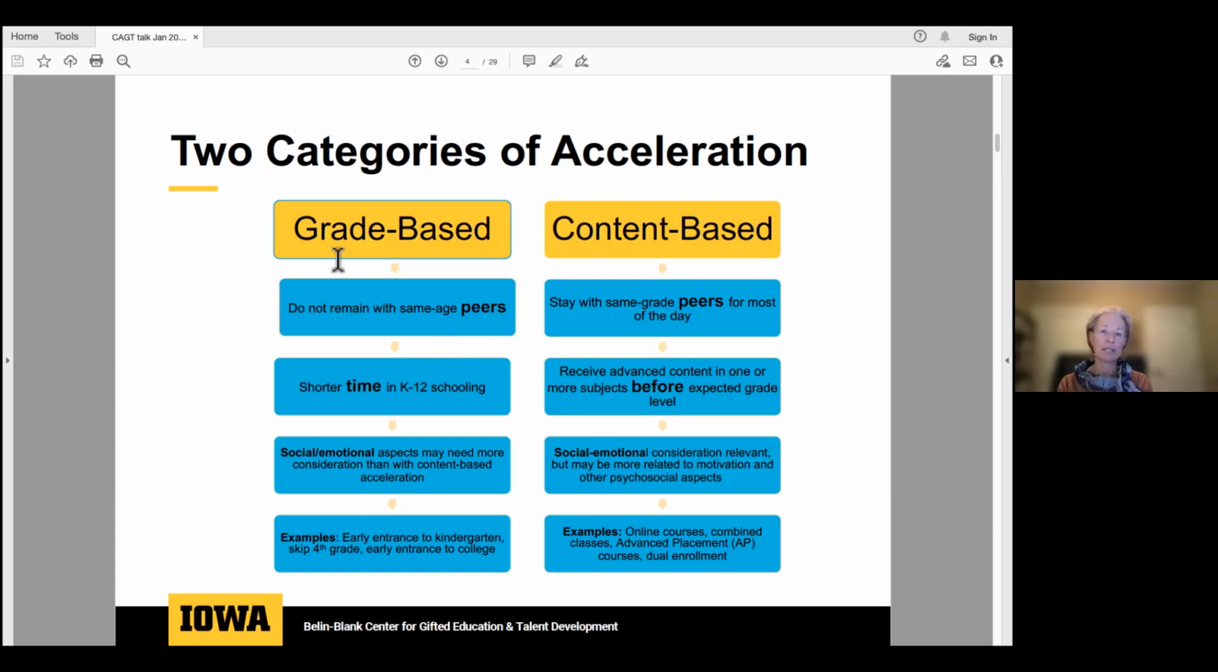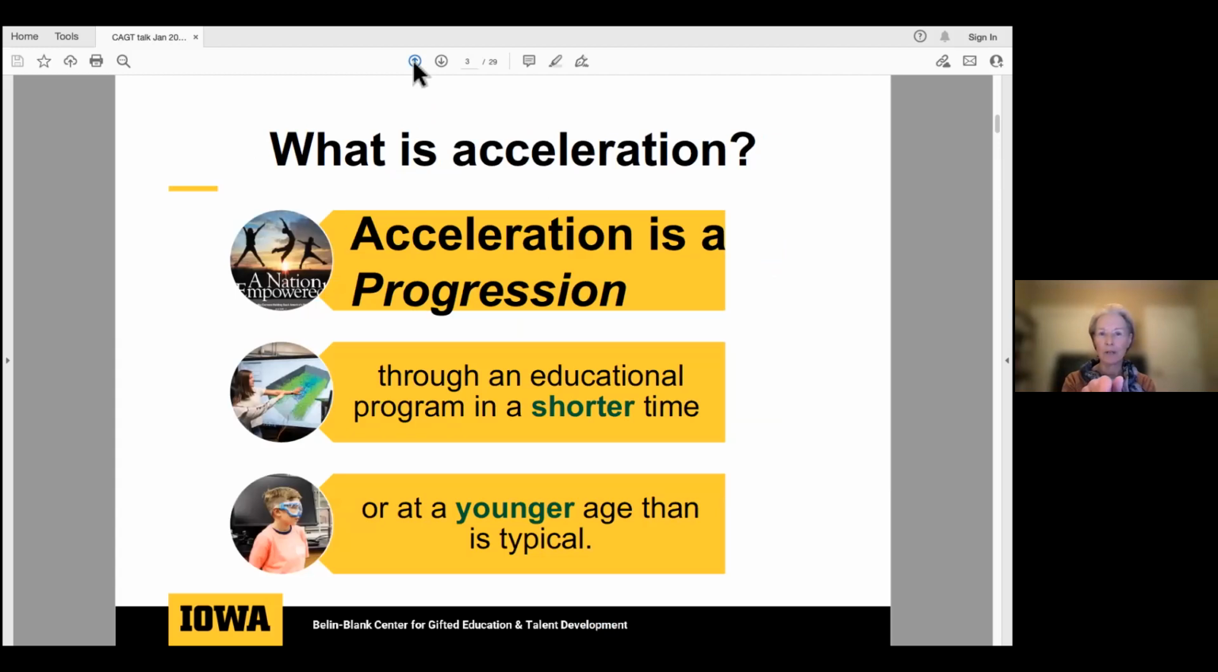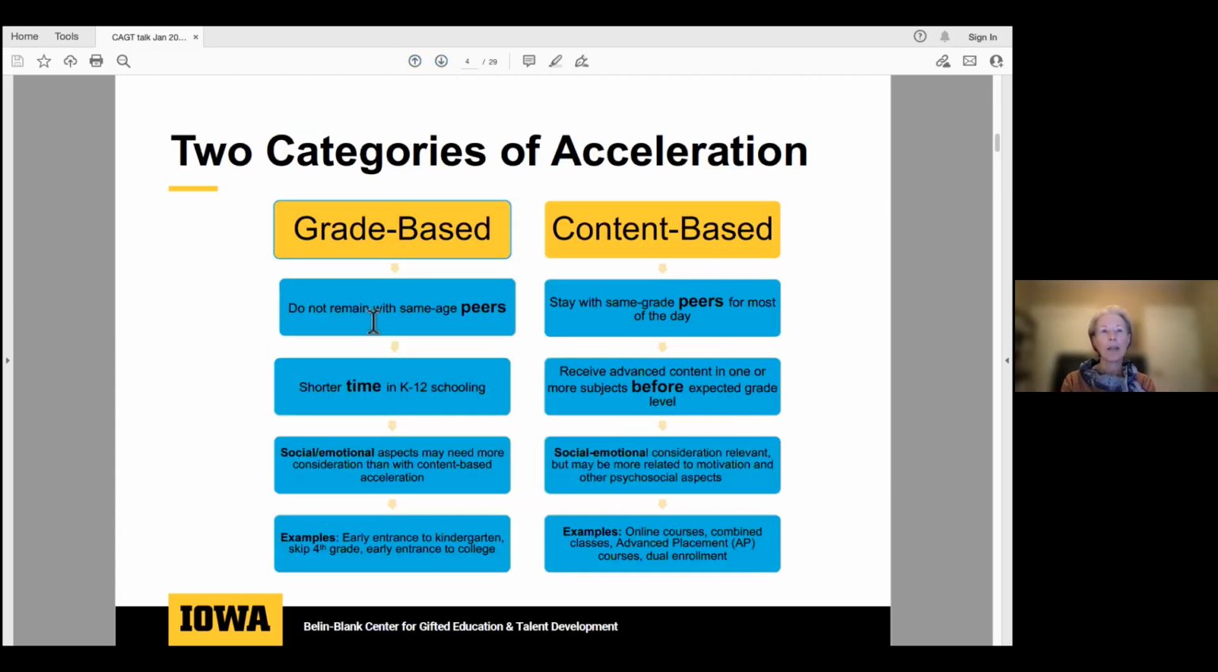For example, in grade-based acceleration, kind of going back to that definition, shorter time or at a younger age, they don't really remain with their same aged peers. Whereas in content-based acceleration, they would stay with their same age peers for most of the day. It is typically a shorter time in the K-12 school setting unless they enter kindergarten early. And if they enter kindergarten early and they don't accelerate anymore, then they would be in the K-12 school setting the typical amount of time. But traditionally, when we think of grade skipping, we think that they're spending less time in the K-12 setting. In content-based acceleration, it just means that they would receive advanced curriculum in one or more subjects before the expected grade level.